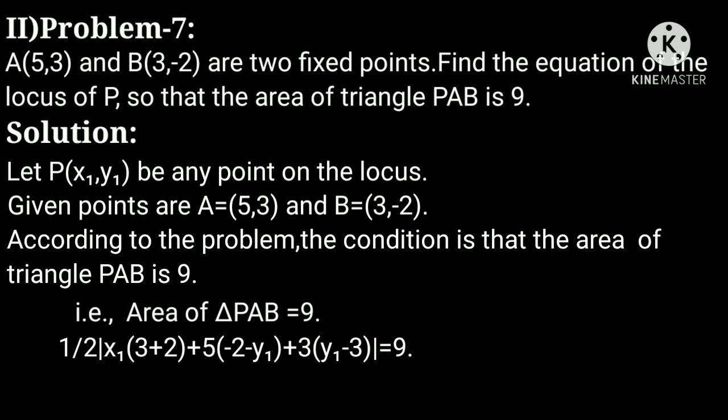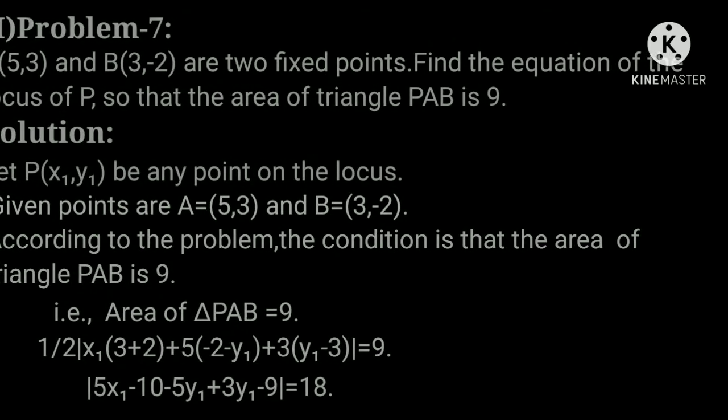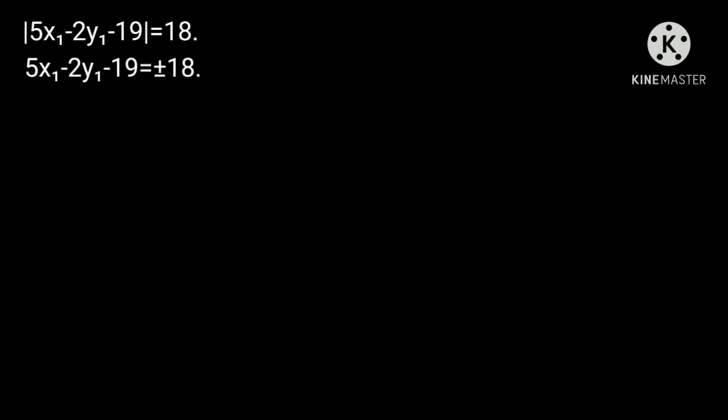Taking cross multiplication and simplifying the above equation, we have modulus 5x1 - 10 - 5y1 + 3y1 - 9 = 18. After simplification, we get modulus 5x1 - 2y1 - 19 = 18. By using the modulus formula, we have 5x1 - 2y1 - 19 = plus or minus 18.